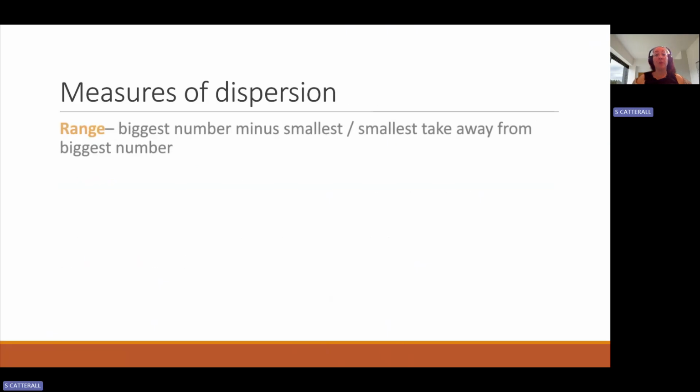And then the range is a measure of dispersion. So they might use this terminology. You want to say the biggest number minus the smallest, or the smallest taken away from the biggest. Some people say smallest take away biggest, so they miss out the from bit, which doesn't make any sense because you can't take a big number away from a small number. So you've got to be really careful that you get that the right way around.